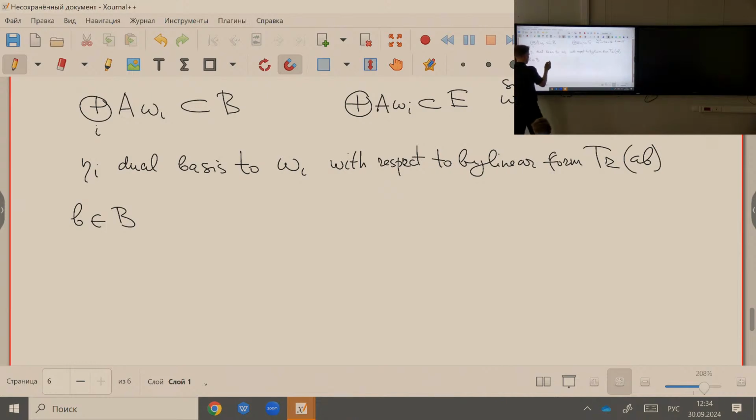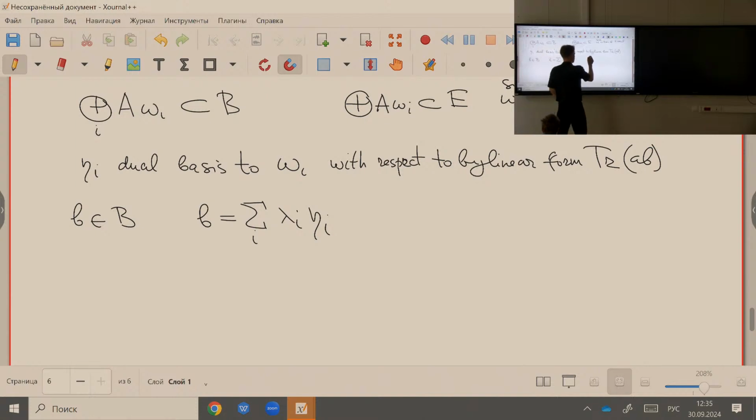Yeah? So let us write it. Since omega_i is a basis, what we want is to put b inside something that is finitely generated. So let us write b as sum of lambda_i eta_i. Yeah? So just eta_i is a basis.